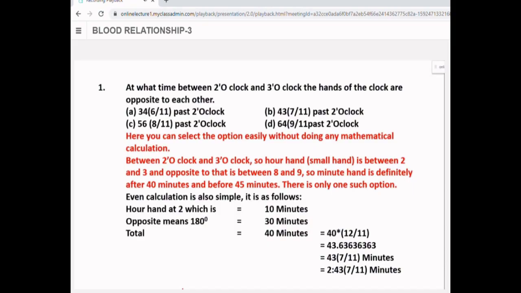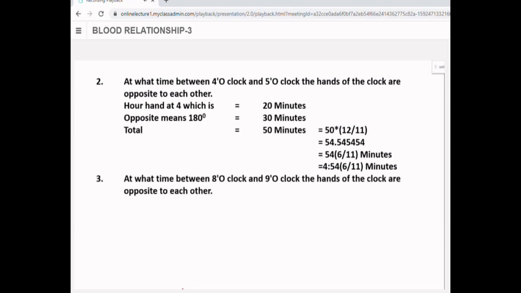Now, I don't know what they will give you. You should know both. 43.636363 also you should know. And you should know 43 and 7 upon 11. If this is in point form, then 0.636363. If this is numerator upon denominator, then it is 43 and 7 upon 11. Anyway, we are doing more sums.